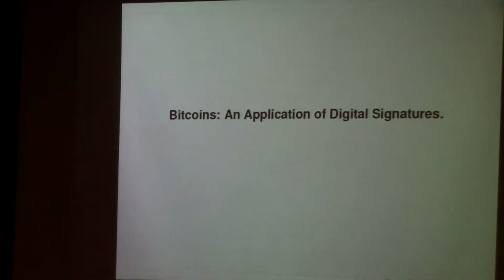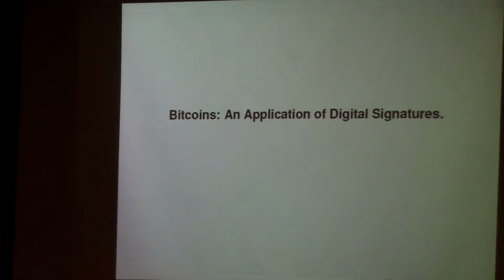Okay, now that's the summary of public key infrastructure. Then I'll talk about bitcoins. Bitcoin is a form of electronic cash. I'm pretty sure all of you would have heard of bitcoins. Now, this is actually an application of digital signatures, and that's the reason I want to talk about it.